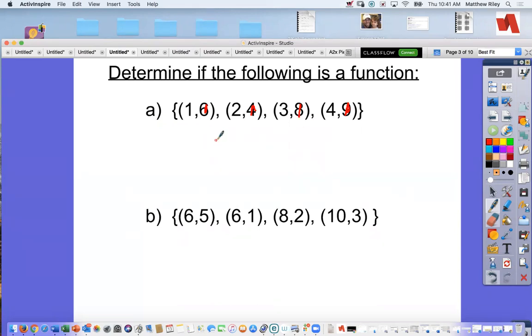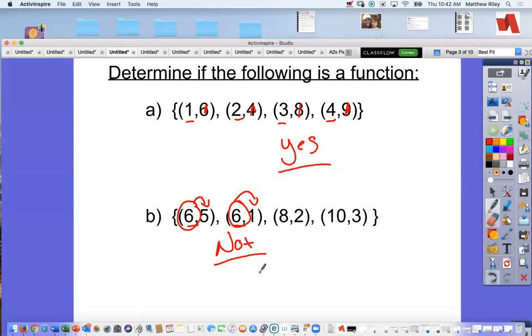So what's my domain? Is it a function? My domain is 1, 2, 3, 4. The x's don't repeat, so is it a function? Yes. Why? Because my x's don't repeat. On B, I see 6, 6. I can stop right there. Is it a function? No. Why? Because this 6 gives me a 5. This 6 gives me a 1. Not a function. Questions?